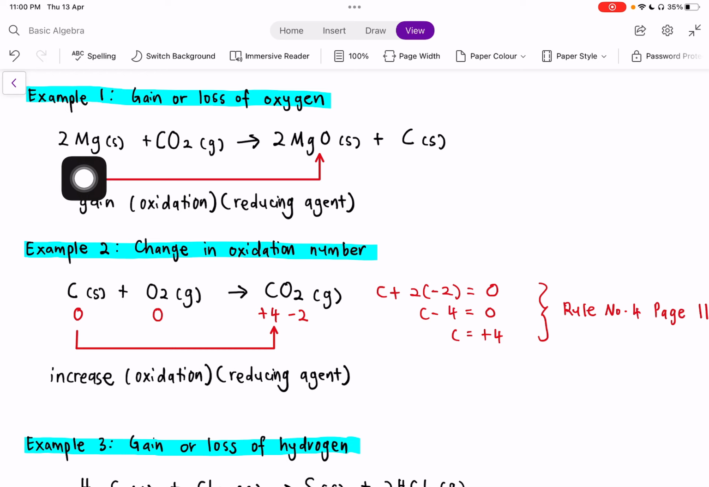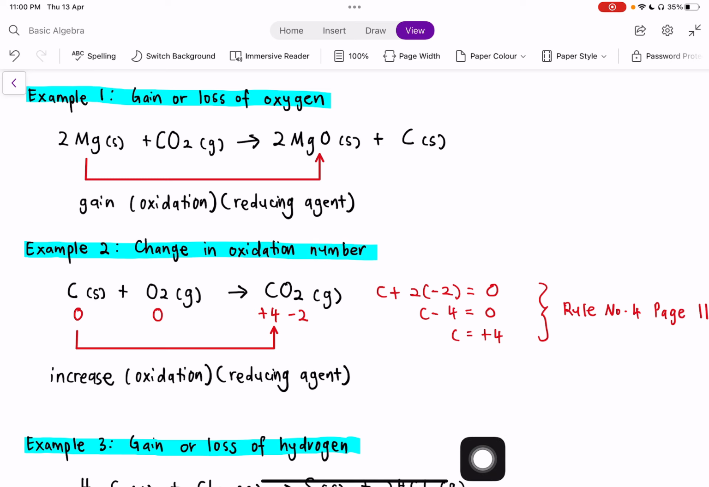So here the magnesium undergoes oxidation because it gains oxygen. And if it undergoes oxidation, it also acts as reducing agent. Okay, opposite.